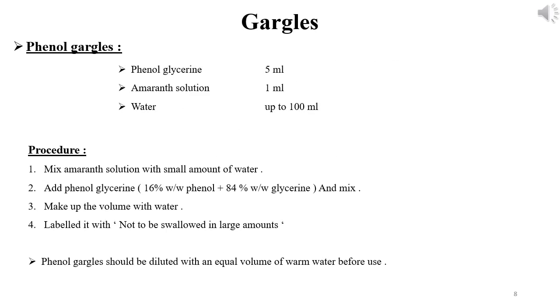So this is the formulation of phenol gargles. Here we will take phenol glycerin 5 ml, Amaranth solution 1 ml, water up to 100 ml, which means it should make a volume of 100 ml. 5 ml of phenol glycerin and 1 ml of Amaranth solution make a total of 6 ml, so approximately 94 ml of water is required.